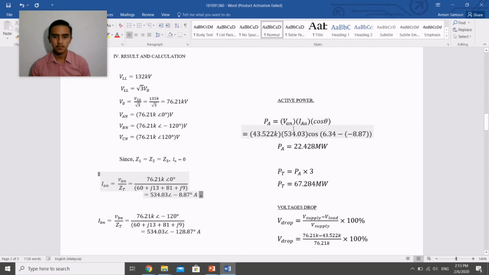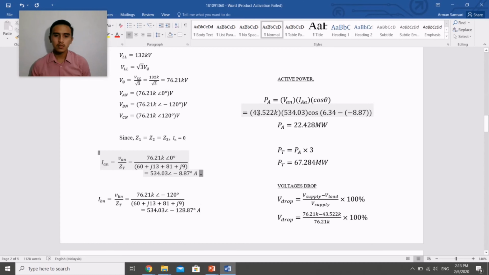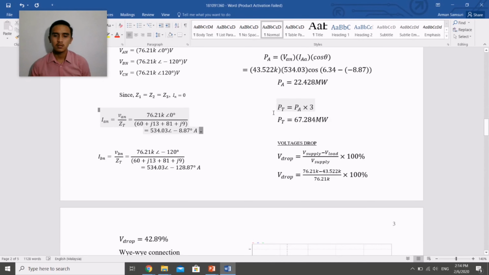So for the value for the PA, I got 22.428 megawatt, and I use this formula PT equal to PA times 3. So PT equals 67.284 megawatt.